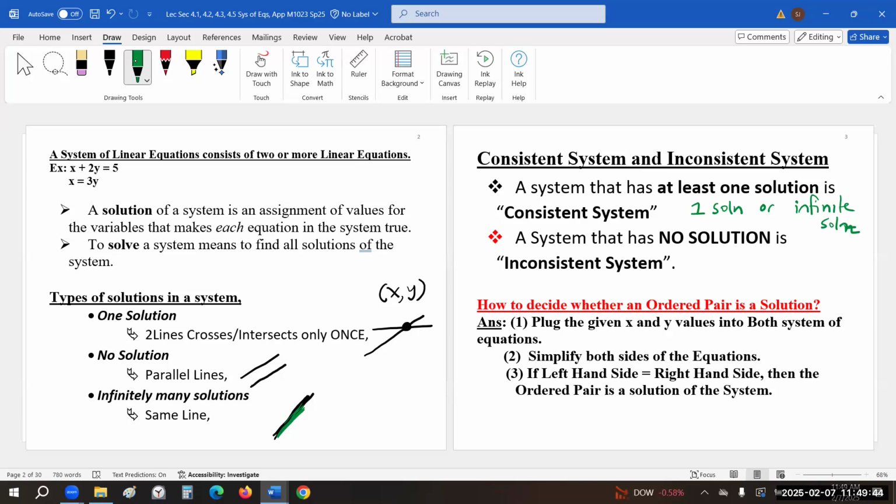Now, in this class, we are going to mostly solve systems of equations. But in the homework, they have a different scenario also. They say an ordered pair is given, figure out whether this ordered pair is a solution for this system of equations. So how do you determine that? We substitute that ordered pair, the x and y values, into both equations. And if both equations give us the same result, it's a solution. If they don't give us the same result, it's not a solution. That's how you figure it out.